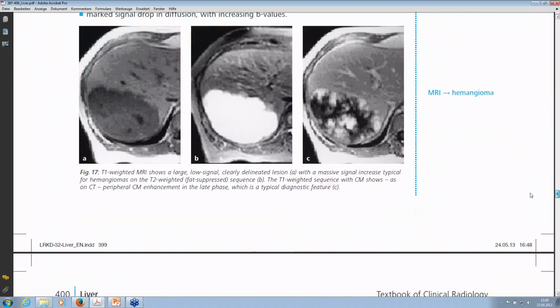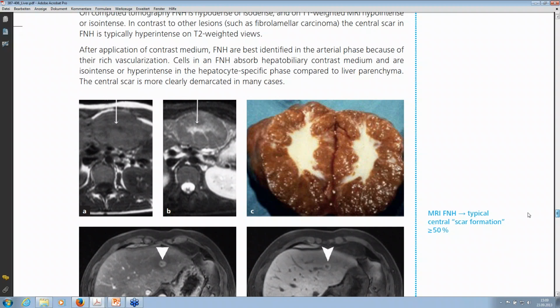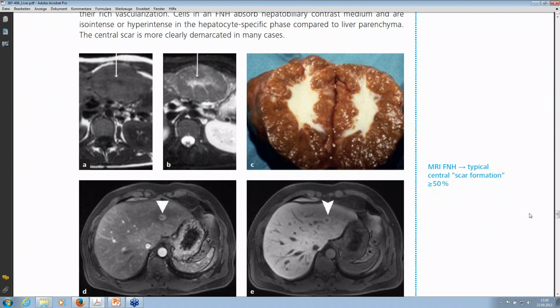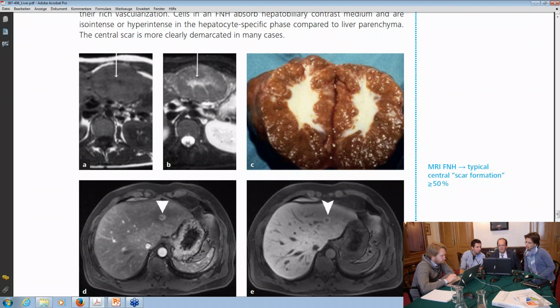So this, of course, brings me to the interest. It was a good explanation, Martina. Maybe you would like to show that. Yes, here you see an example of focal nodular hyperplasia. On the right upper image you see the pathological specimen, and on the left side you see MR images, T1 and T2 weighted, and there you can see this big central scar, and you can also see the different enhancement pattern after administration of contrast agent.